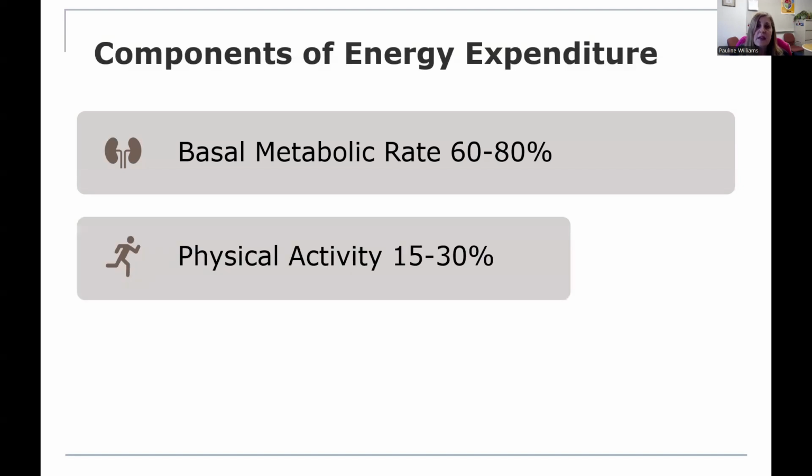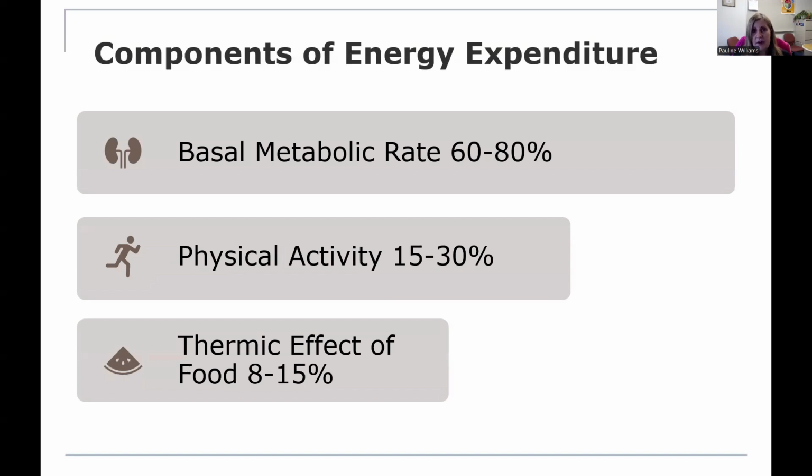Now, the next component of energy expenditure is physical activity, and this is really variable. It can be 10 to 15 to 30% of the calories that you burn each day, or even higher. And obviously, people who are more physically active burn more calories, or have higher energy expenditure, than people who are not as physically active.